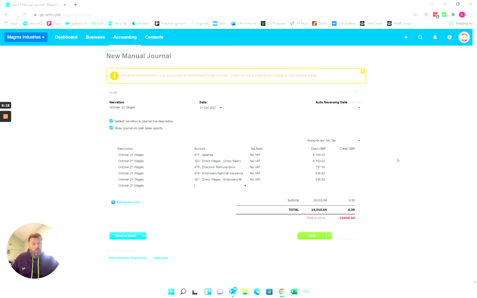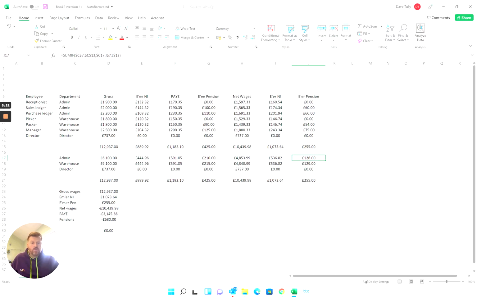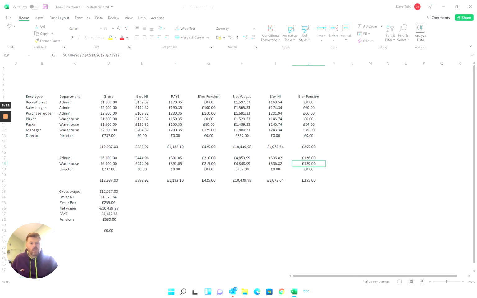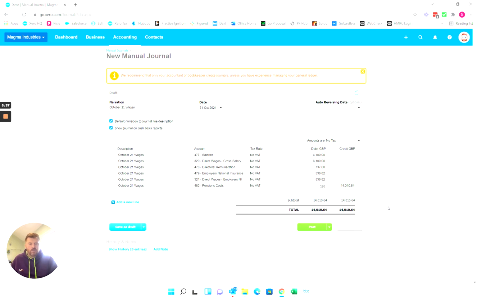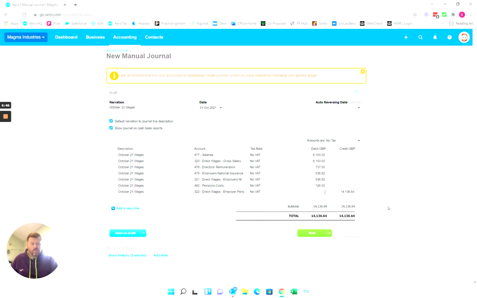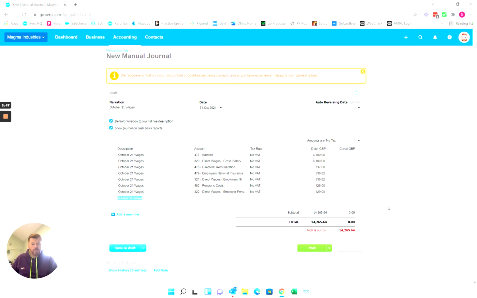Next is the employer's pension contributions, because there's no national insurance for the director. And that's one of the key reasons why we pick that salary. Okay, so employer's pension is 126 and 129. So here we go for the pension costs. As again, like we said, that's 126. And in our direct wages there, 129.